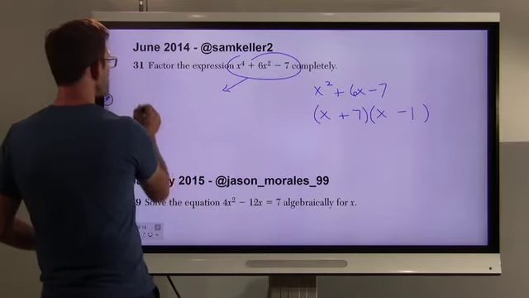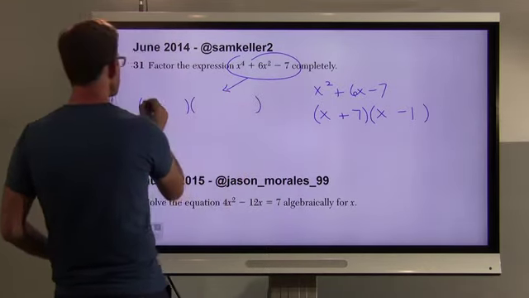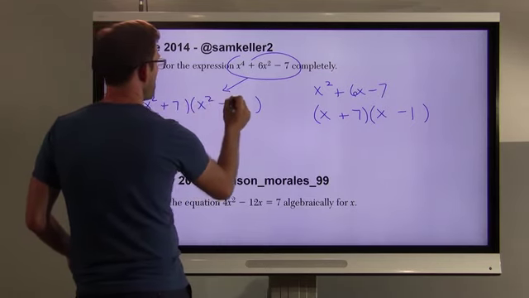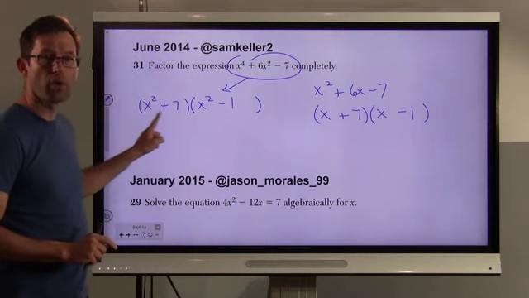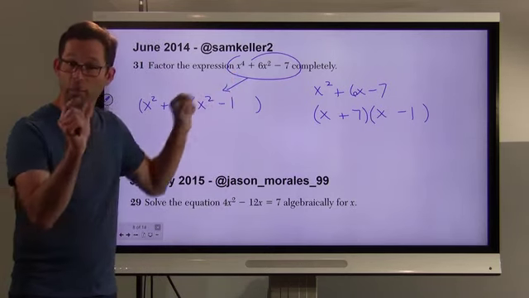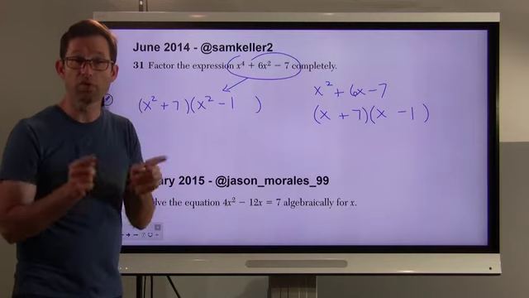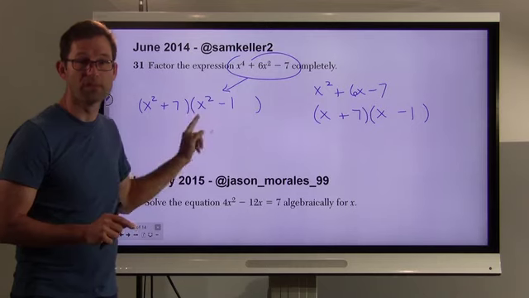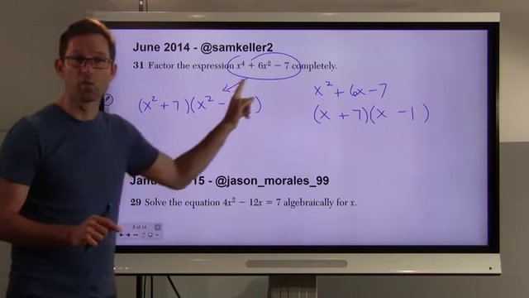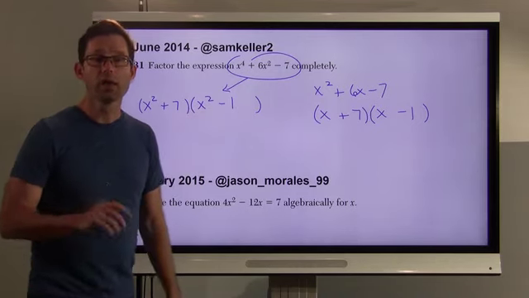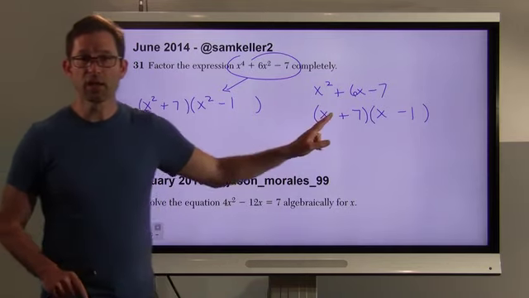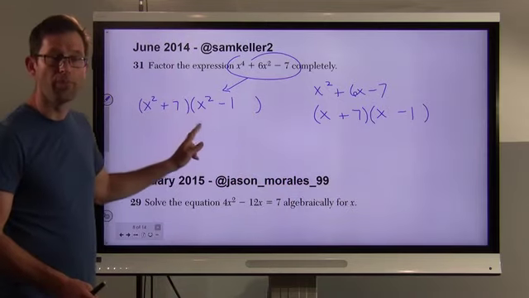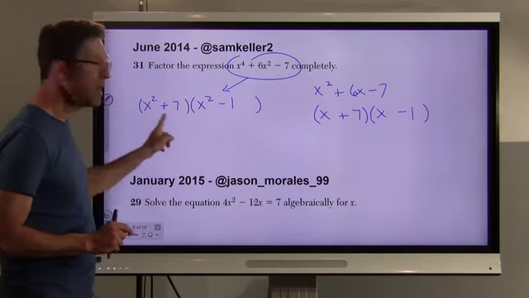Well, using structure, what we can do is say that must be x squared plus 7 times x squared minus 1. X squared times x squared is x to the fourth. Remember, add exponents when you multiply two things with the same base. 7 times negative 1 is negative 7, positive 7x squared, minus 1x squared is positive 6x squared. Here's the big difference. On this particular problem, when you get here, you simply stop. On this problem, you can do a little bit more. You can't do anything with this.